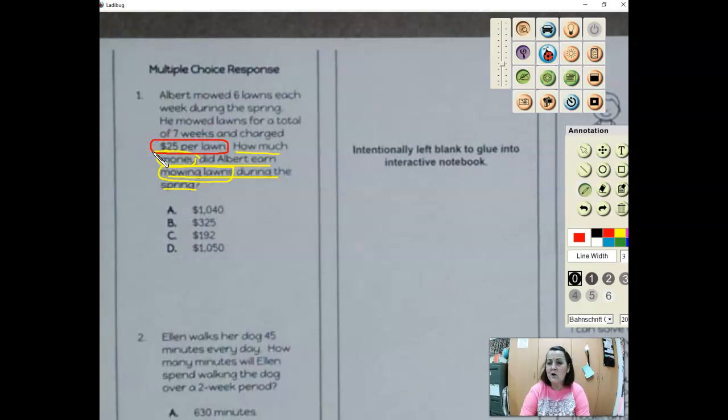But how many lawns did he mow? Well, it tells us he mowed 6 lawns each week, but he mowed 6 lawns each week for 7 weeks. So first of all, let's figure out how many lawns he mowed before we figure out how much money he made. So if he can mow 6 lawns or yards in 1 week, how many lawns can he mow in 7 weeks?